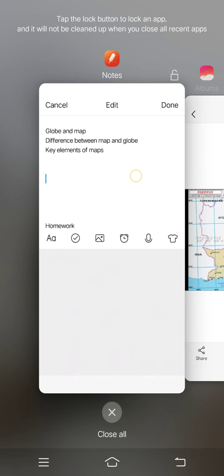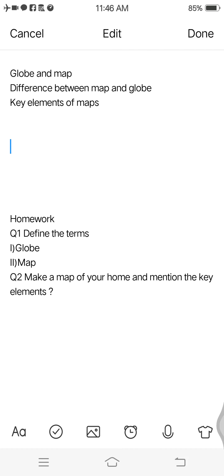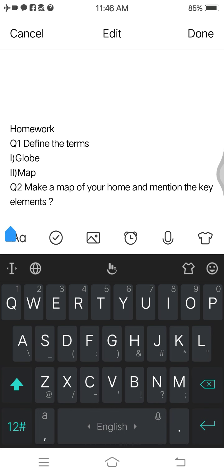So this is today's lecture. Your home task is to define the terms globe and map, and make a map of your home up to your street. Then show me the key elements on that map.